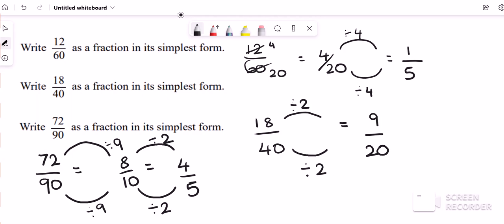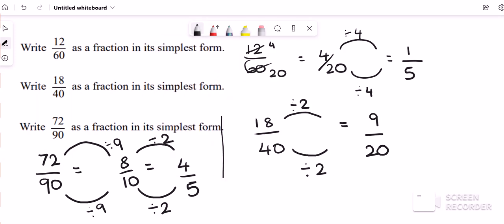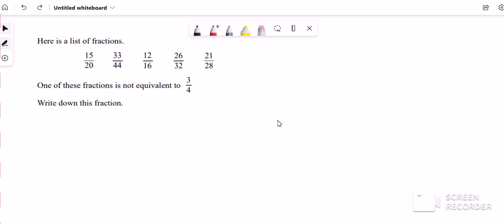Now let's look at some further questions on fractions. So now we're given a list of fractions, and we've been told that one of these fractions is not equivalent to 3/4, and we have to identify this fraction.